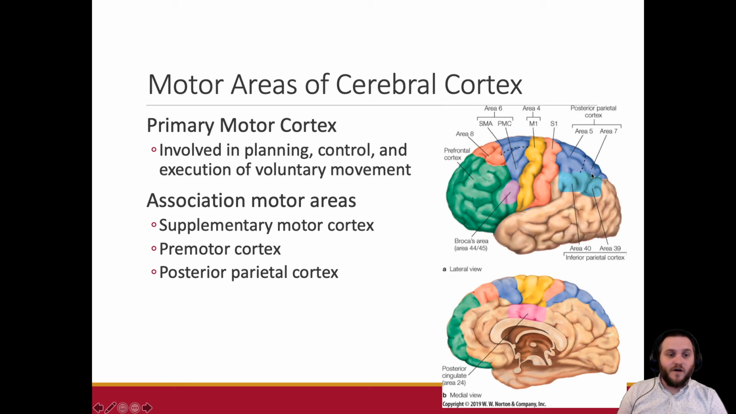So all of those are involved in planning, control, execution of voluntary movement, as well as other things. I can go on and on about what PMC does, what AMA does, but I think you can read that for yourself.